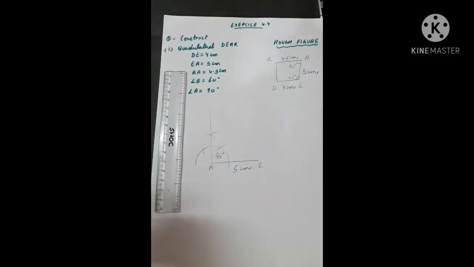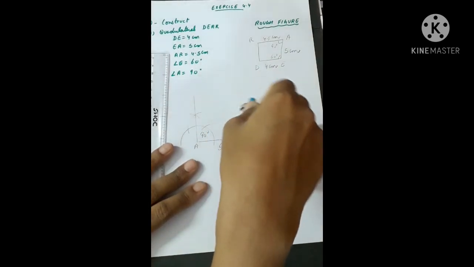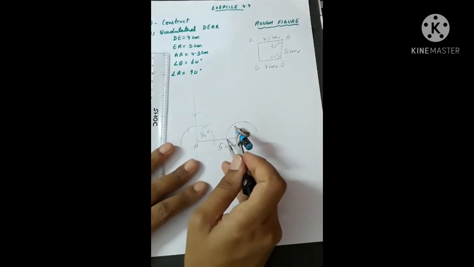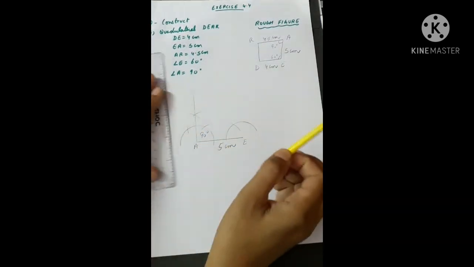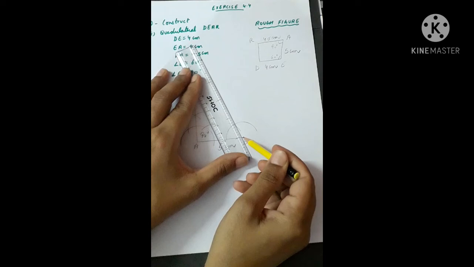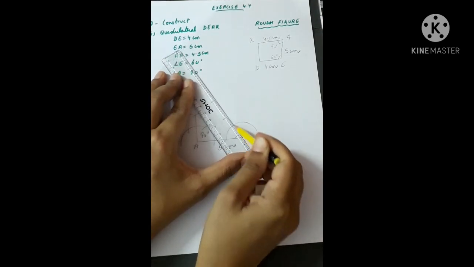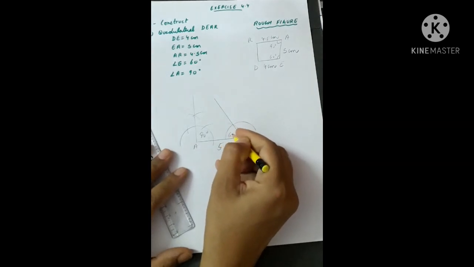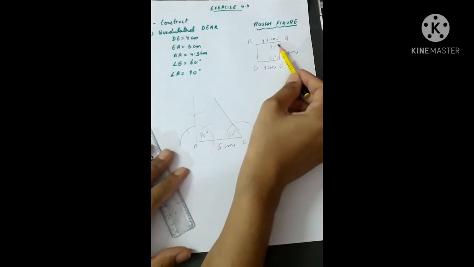Now angle E is 60 degree. So again at point E, see, all the bisectors of all the multiples of 15 we have to construct with the help of compass only. So angle E is 60 degree. Somewhere like this it will come, 60 degree. I'll write here 60 degree. Now AE is 5 centimeter. This angle I have done, this angle I have done.